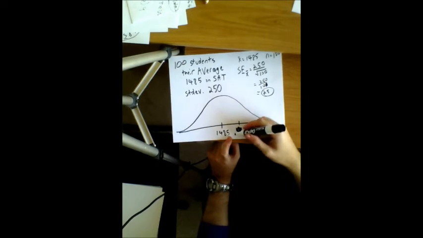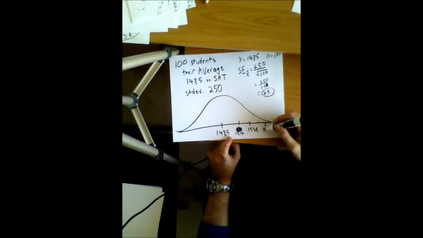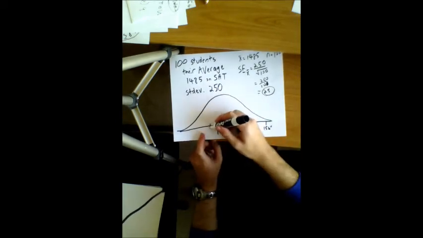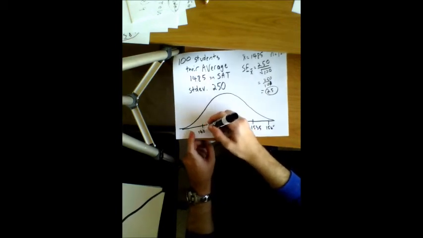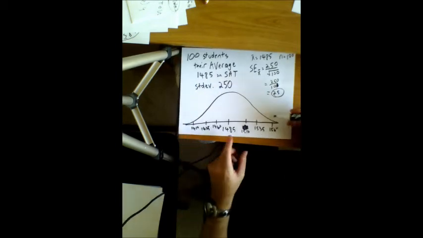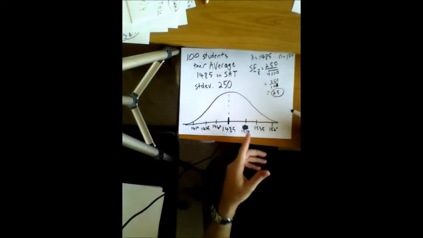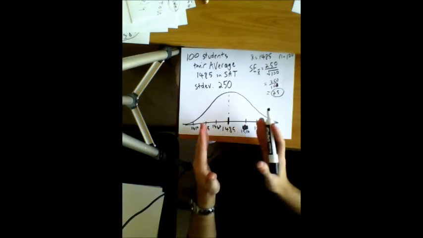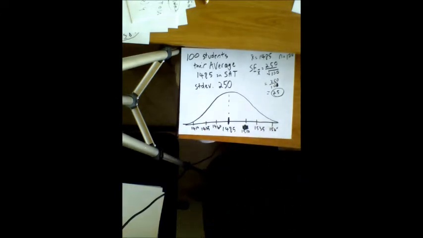Now I can go ahead and make it 1510, 1535, and 1560. 1460, 1435, and 1410. Just to give you an idea of what's going on. So here's the sample that we took right in the middle. We want to find something to the left of it and to the right of it that contains 95% of our data. Okay.